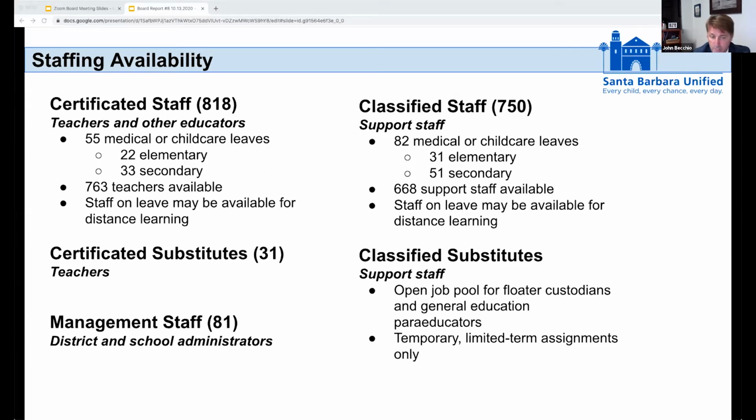So now that we've discussed a little bit about staffing, I'd like to turn it over to Maria Arias Horton to paint a picture of parent input that we received. Thank you.